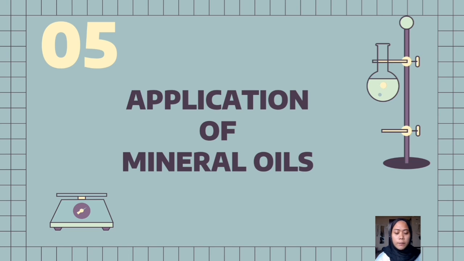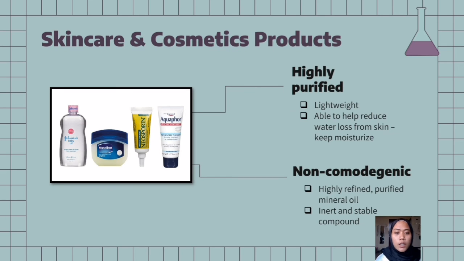So next, I will explain about the application of mineral oil used in industry. So first, mineral oil is commonly found in skincare and cosmetic products. This is because mineral oil is a highly purified, lightweight ingredient, which is commonly used in baby lotion, cold cream, ointments, and many other cosmetic and personal care products. Also, it has the ability to help reduce water loss from skin, which keeps the skin moisturized.